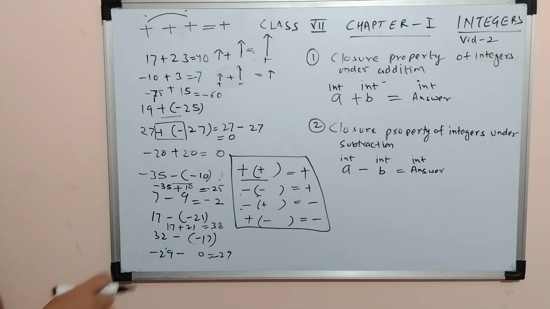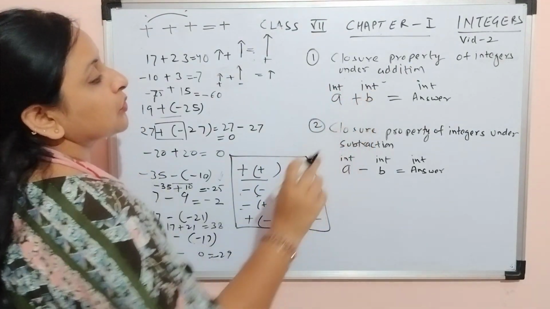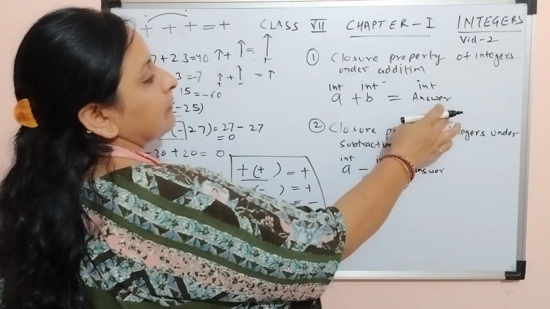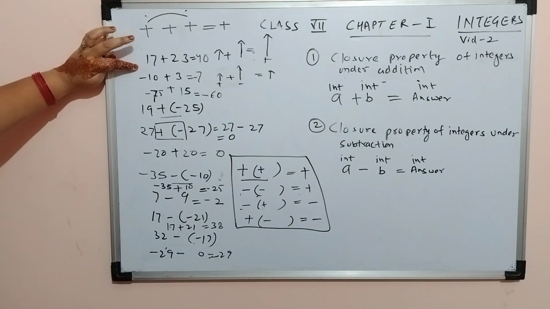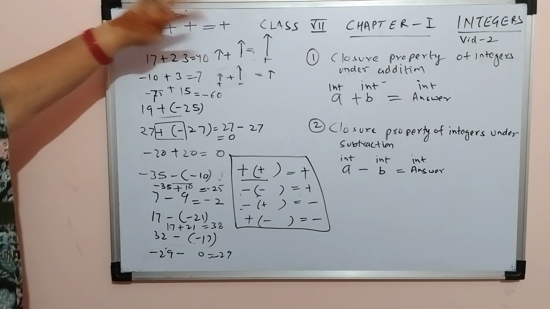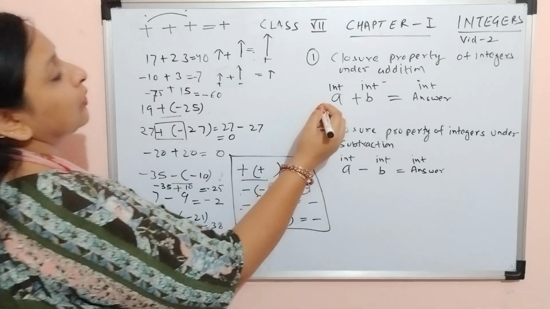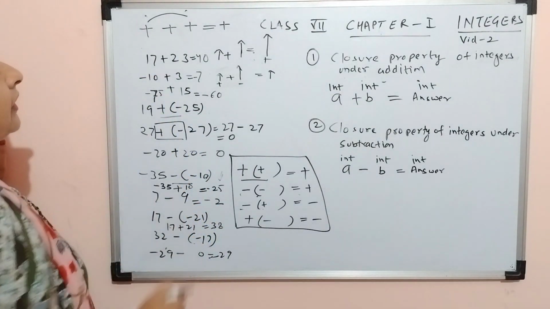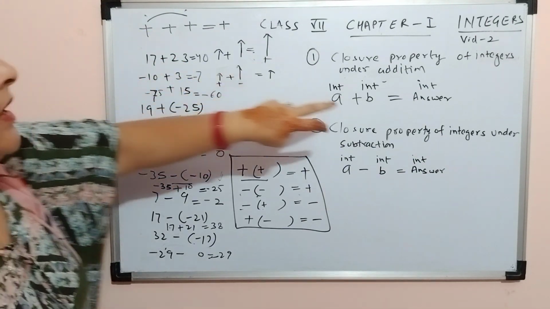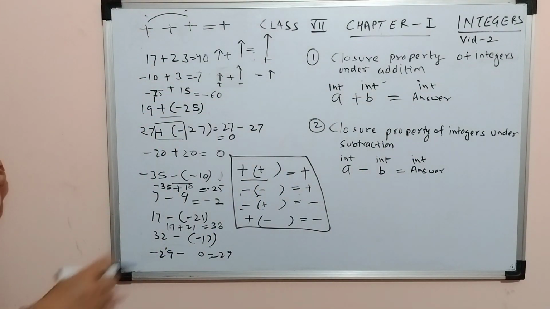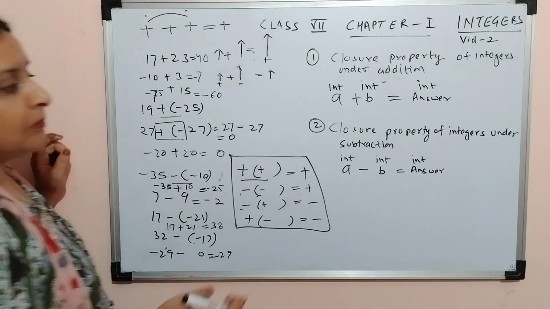Now look at the closure property of integers. The closure property of integers states that when two integers are added, the answer will always be an integer. You can see from the examples, 17 is an integer. When it is added to integer 23, the answer is 40, which is an integer. Now when one negative and one positive integer are added, both are integers, and you get minus 7. Again minus 7 is an integer. So the closure property states that when you add two integers, the answer will automatically be an integer.